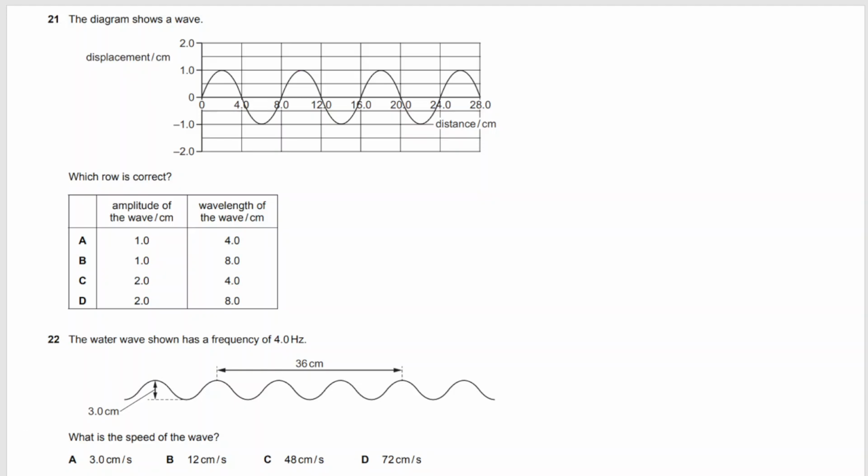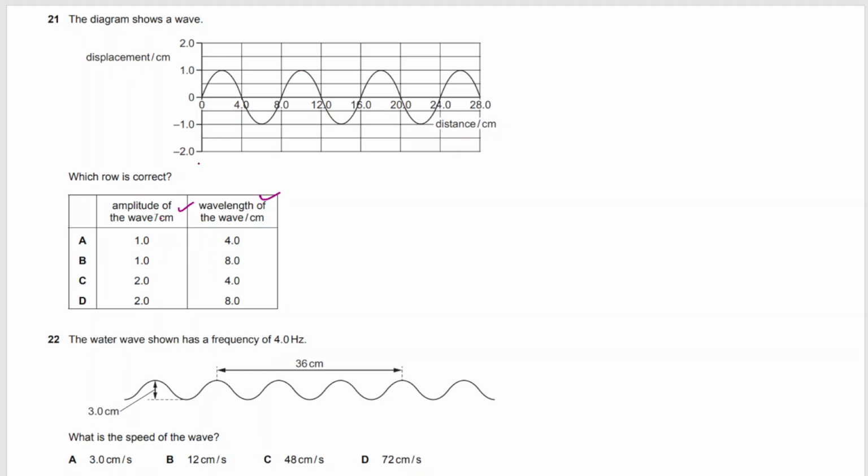Hello and welcome back. This video is a continuation to the solutions for May-June paper 2-2, which is multiple choice questions extended. Question number 21. It says the diagram shows a wave. So we have a displacement versus distance graph for a wave. Which row is correct? So we have to find the amplitude and the wavelength.